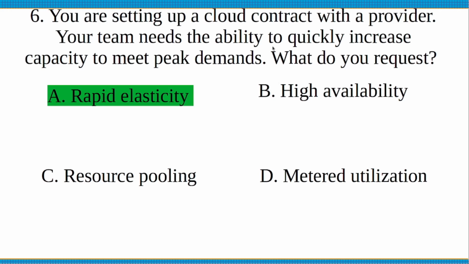The answer here is A. Rapid elasticity. So, the ability to scale services quickly means rapid elasticity. High availability guarantees uptime for services. All cloud services use resource pooling. Now, metered utilization is how many suppliers track usage and charge accordingly.